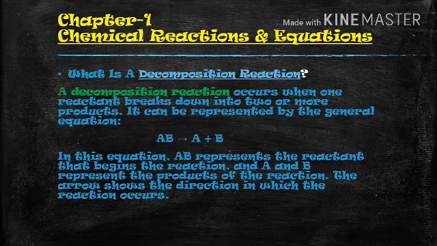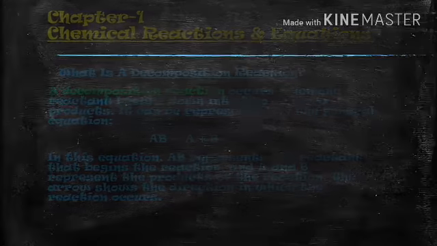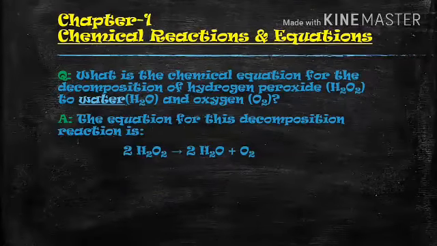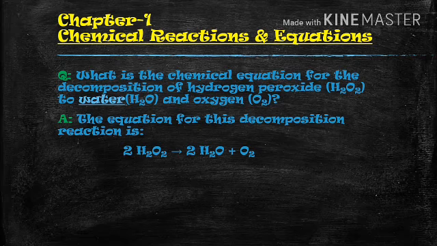In this equation, AB represents the reactant that begins the reaction, and A and B represent the products of the reaction. The arrow shows the direction in which the reaction occurs. Now take a question. What is the chemical equation for the decomposition of hydrogen peroxide to water and oxygen? The answer is that the equation for this reaction forms like this: H2O2 gives H2O and oxygen, which is already said in the question. So we have to represent this question like this.